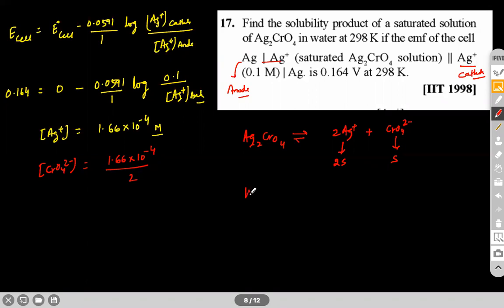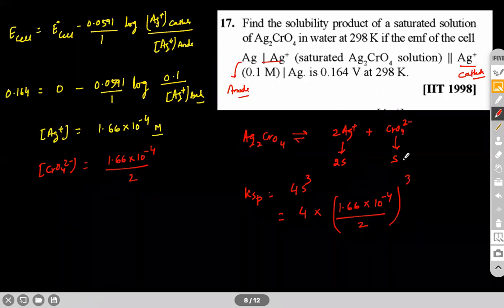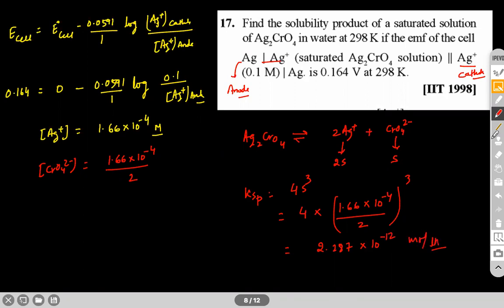Now the solubility product Ksp is equal to 4S cube, right? S value is this. So the answer is 4 into 1.66 into 10 to the power minus 4 divided by 2, whole cube. So this is 2.287 into 10 to the power minus 12 mole per liter. Okay, this is the answer.